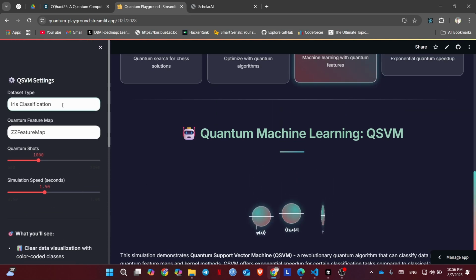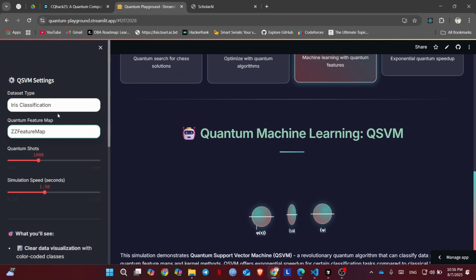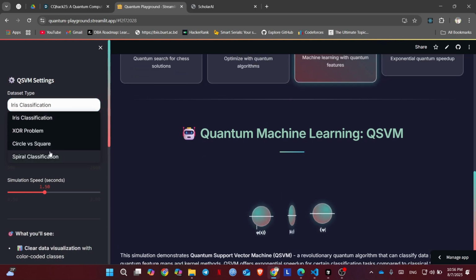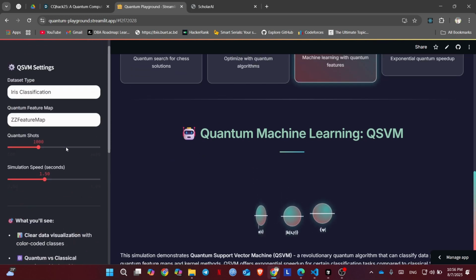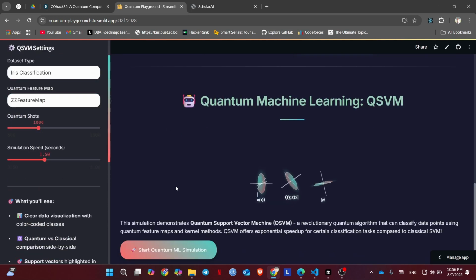So right here, you can see that there are different categories of datasets like iris classification, XOR problem, circle versus square, or spiral classification. And obviously, we can choose different feature maps right from here. Okay, let's simulate.